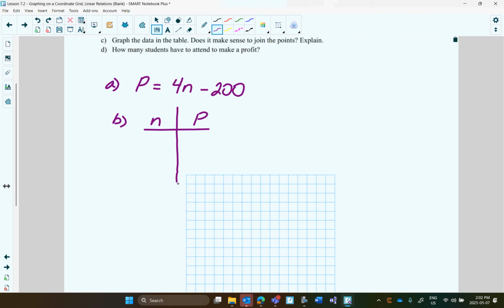So we need to make up some numbers. Would it make sense to calculate one student? Not really, because you got to think there's going to be quite a few students attending. 20, 40, and 60, sure. You could do 50, 100, 150. Okay, but sure, let's do 20, 40, and 60.